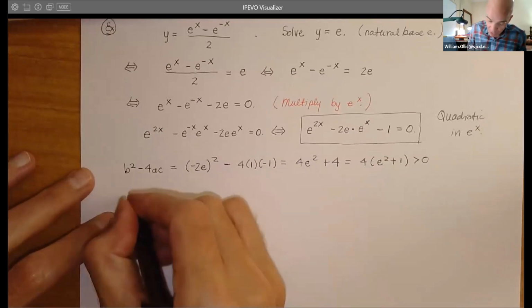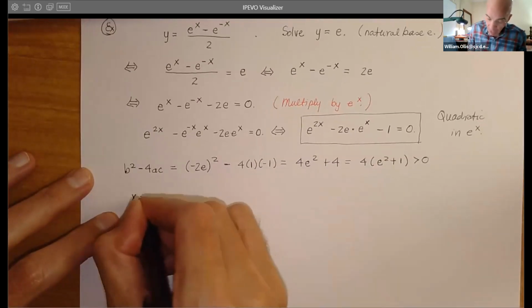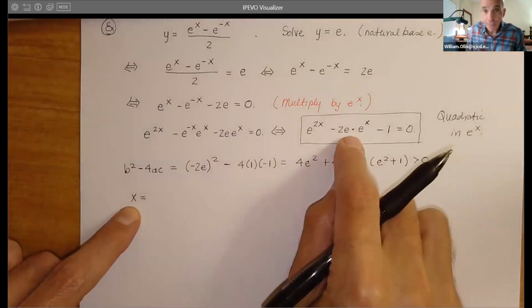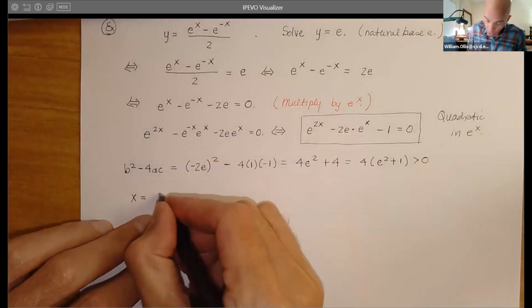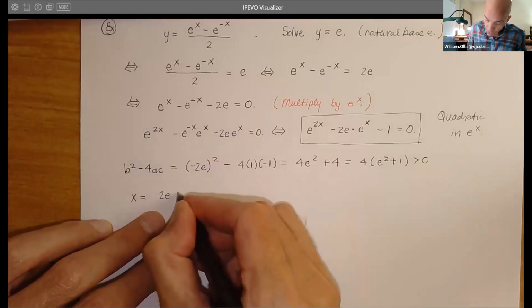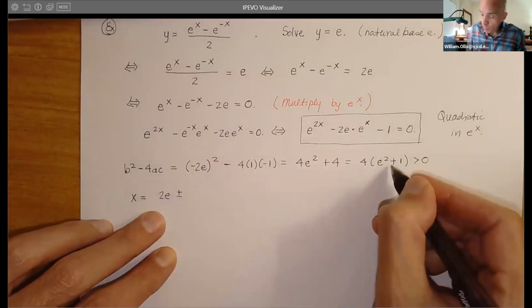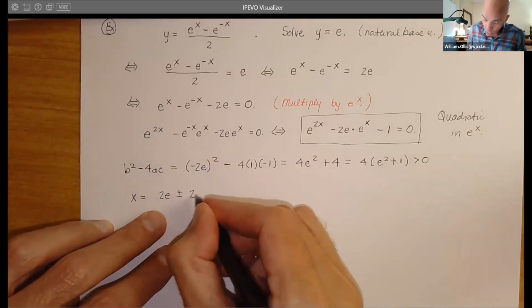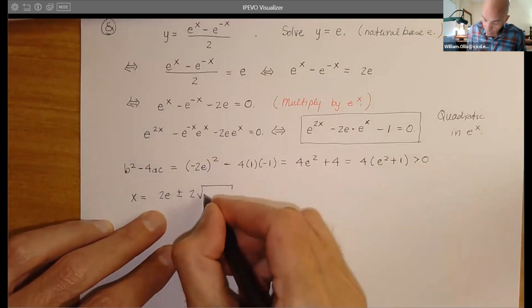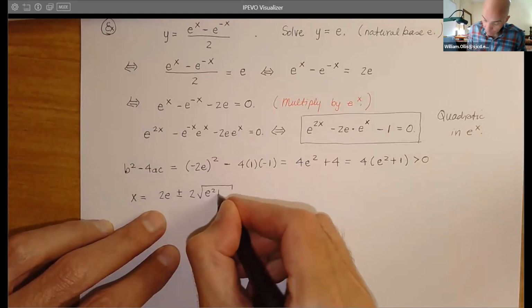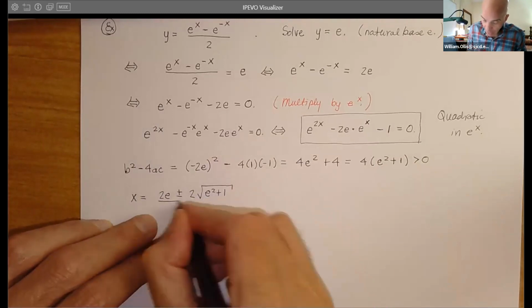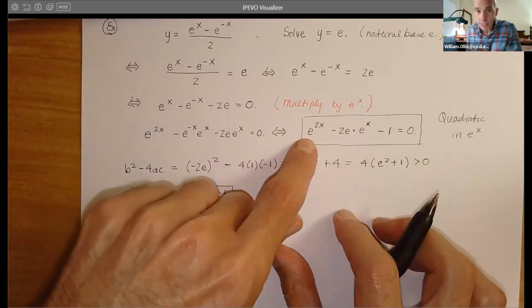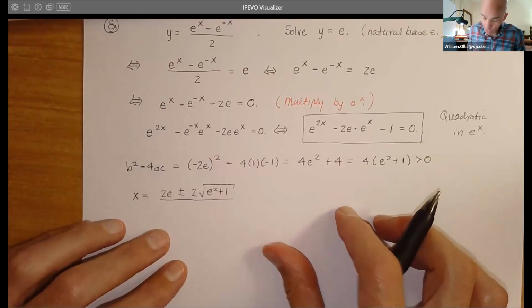So now we put this into the quadratic formula. We have x is the opposite of b, which will give us 2e, plus or minus the square root of this. Now the square root of 4 is 2, so that gives us 2 times the square root of e squared plus 1, divided by 2a. Again, we have a 1 here, so 2 times 1 is 2.